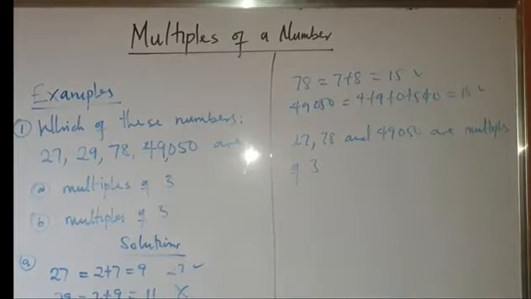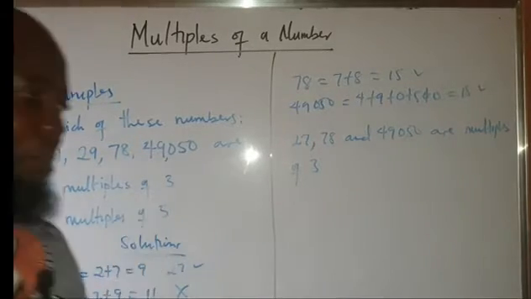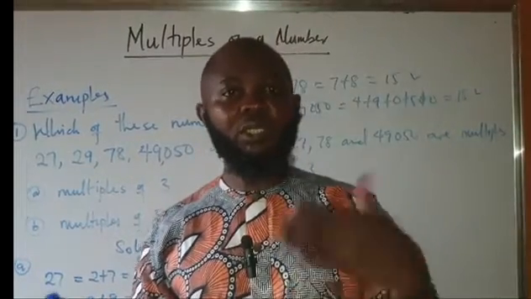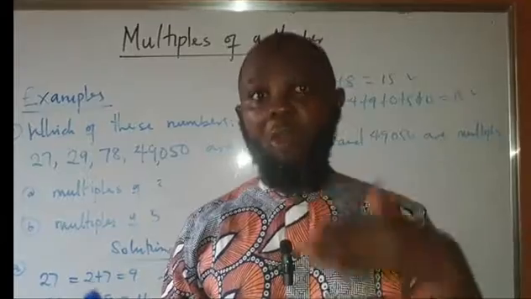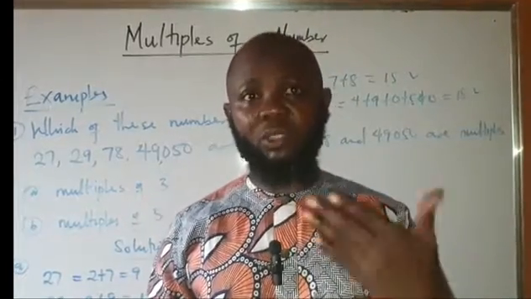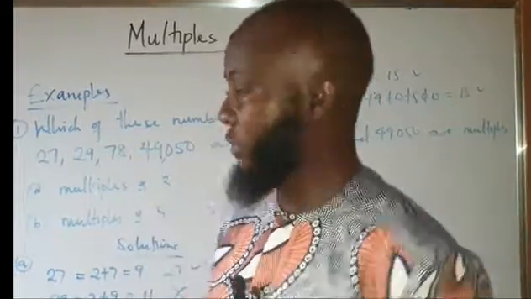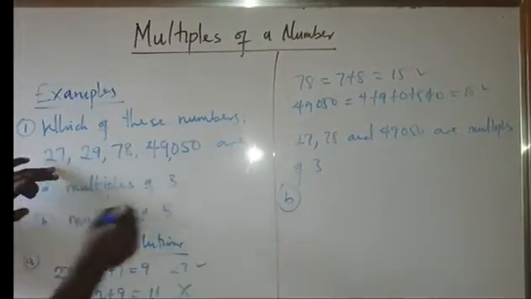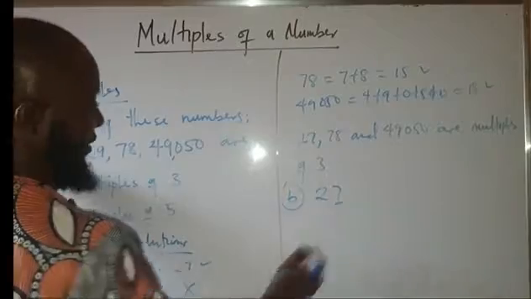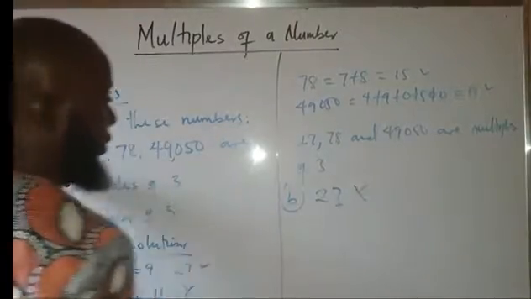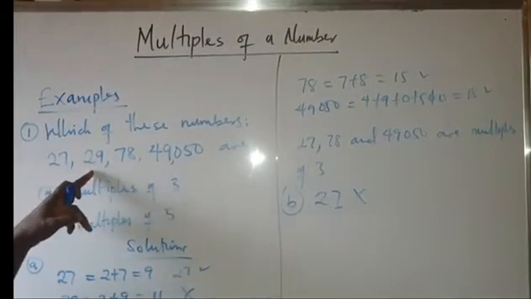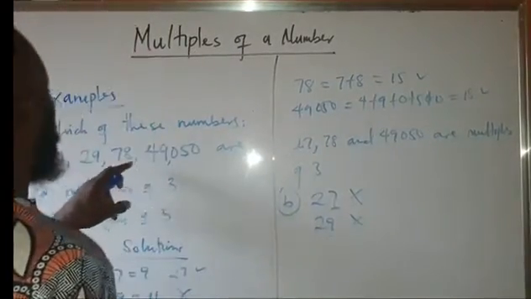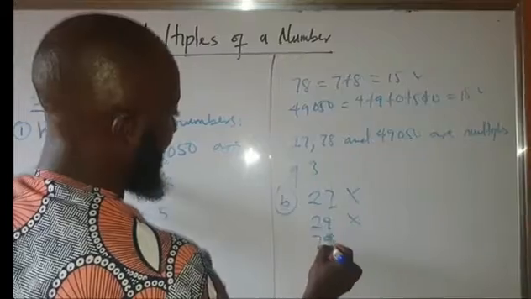So for 5, multiples of 5. A number will be divisible by 5 if that number ends with digits 0 or 5. So it ends with digits 0 or what? 5. So in this case, we look for this. 27 ends with 7. So in that case, it's not a multiple of 5. 5 cannot divide it. 29 is not, because it ends with 9. Then 78 is the same thing.